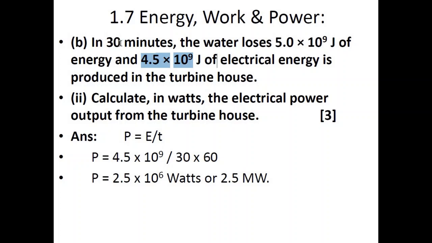What is the time? 30 minutes. Now this is given in minutes, so we'll have to convert it into seconds, because the formula states energy per second or per unit time. So 30 multiplied by 60 would convert it into seconds, 1800 seconds. 4.5 into 10 raised to power 9 divided by 30 into 60, which means 1800, would give you 2.5 into 10 to power 6 watts, or you can say 2.5 megawatts, as 10 to power 6 is supposed to be mega.